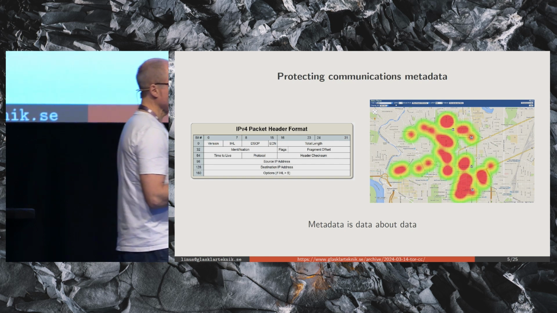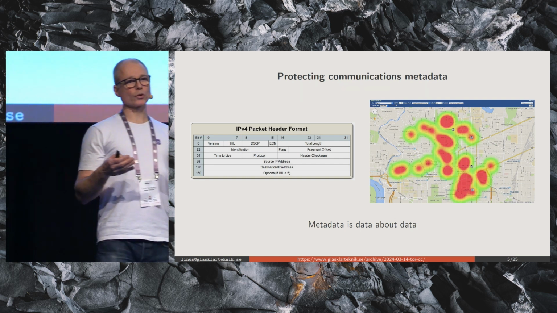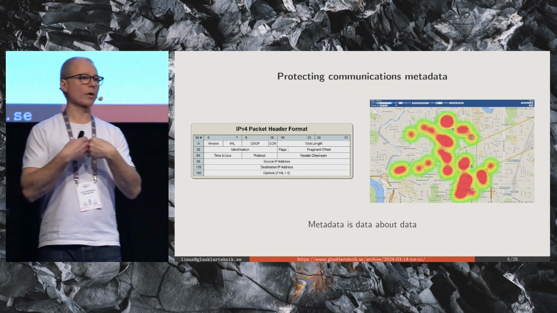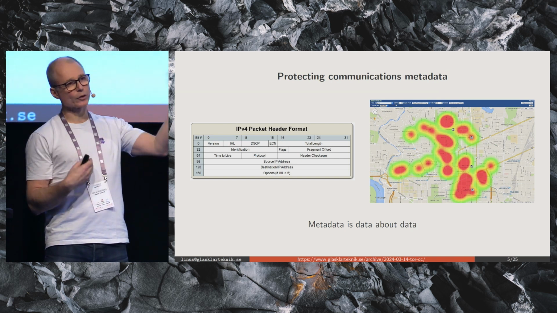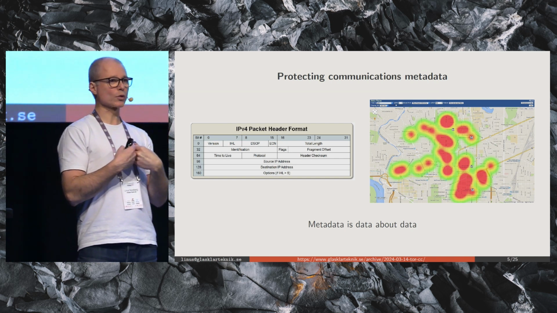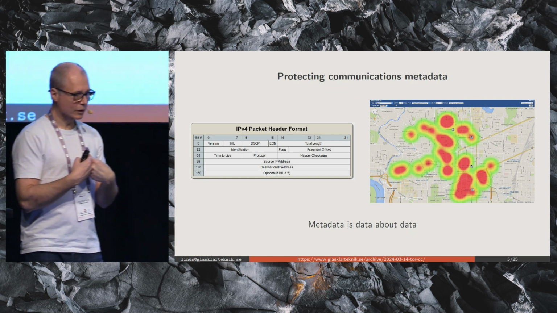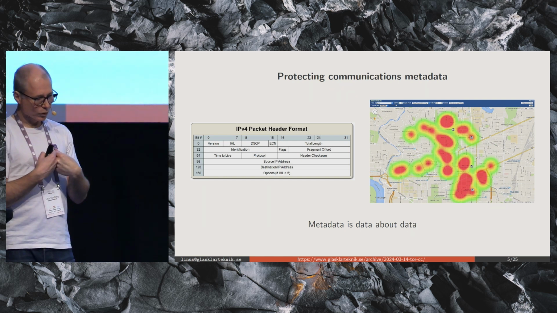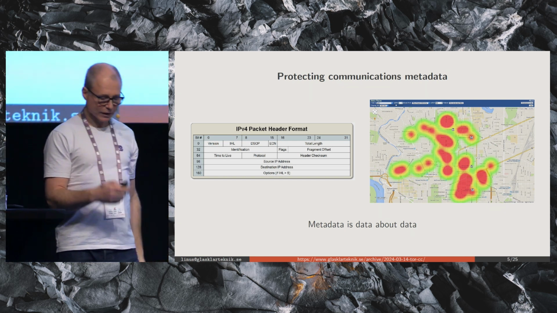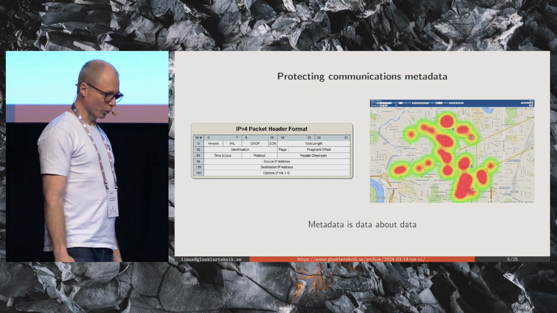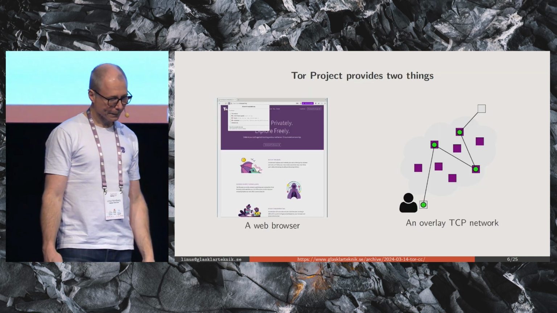It is not only dangerous to assume that you are protected for everything in the future as well as today, just because you don't know what the metadata can be used for. So Tor is trying to give you a way of protecting your metadata against people who want to know more about you than you want.